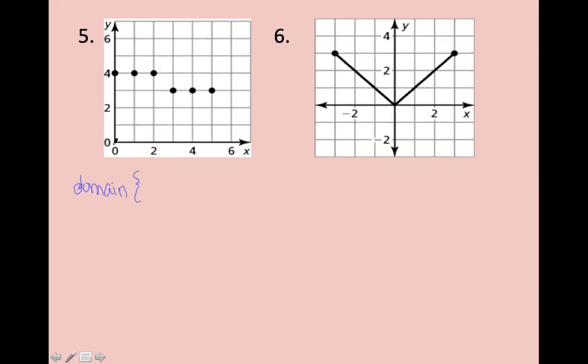I look at my first x value. So this is 0, right? There's a point here. So one of my x values in the domain is 0. I'm going to keep moving along. This would be 1.